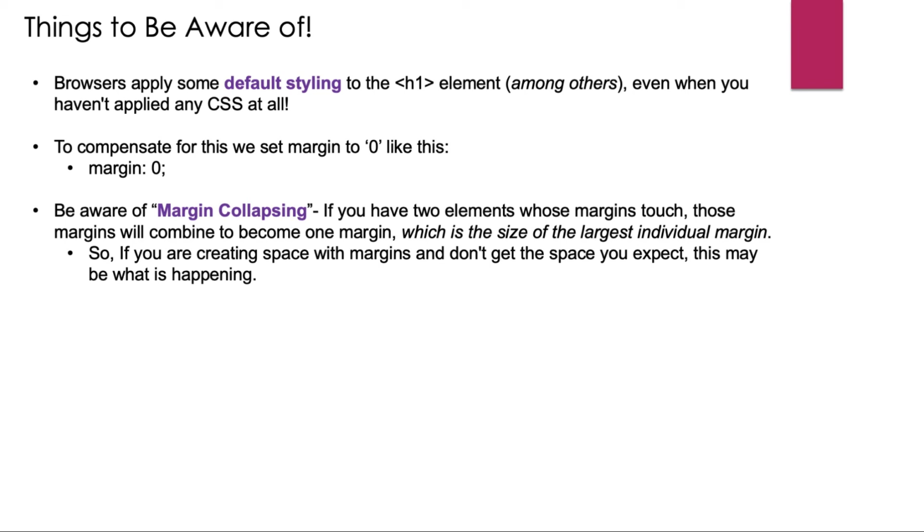Browsers apply some default styling to things like heading tags, like H1 elements, even when you haven't applied any CSS. To compensate for this, we can set margin to 0. Also be aware of what's known as margin collapsing. If you have two elements whose margins touch, those margins will combine to become one margin, which is the size of the largest individual margin, whether it's element 1 or element 2. So if you're creating space with margins and you don't get the results that you expect, it could be that you're dealing with this phenomenon of margin collapsing. So be aware of that.